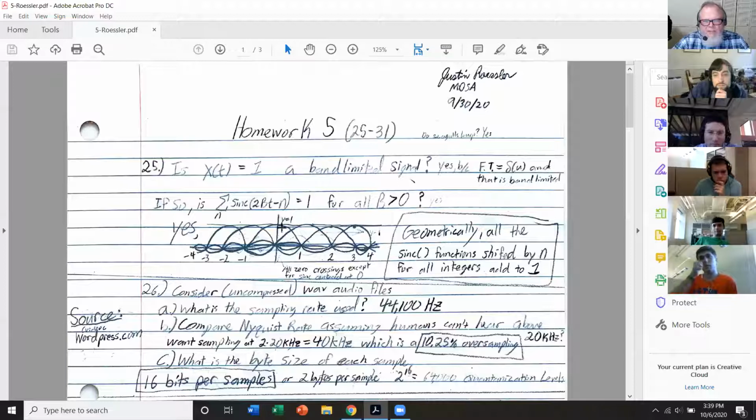The reason is that the summation of the sinc of 2bt minus n, if you substitute b equal to zero, you get the sinc of n. Didn't we say that was a Kronecker delta? Mm-hmm. And the summation over that Kronecker delta is equal to one. Yep. So I think that's curious.